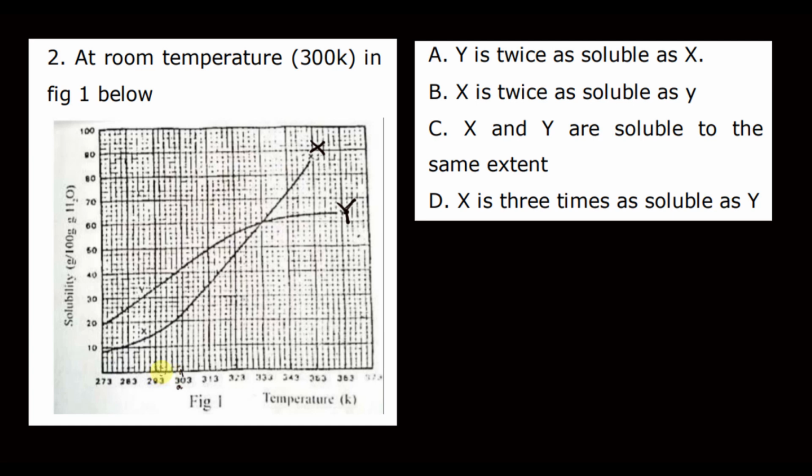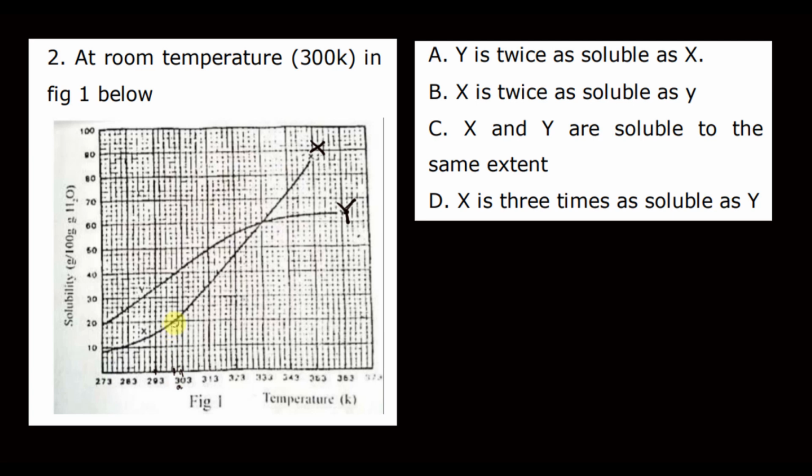But let's just see. We have 5 smaller divisions here, and these 5 smaller divisions give us 10 Kelvin. So each division will be what? 2 Kelvin. So if this is 293, the next one will be 295, that one will be 297, that will be 299, right? That one will be 301. So 300 Kelvin will be somewhere here.